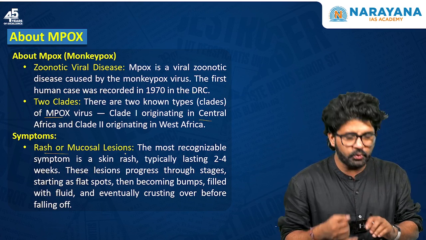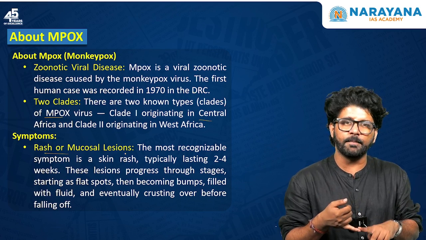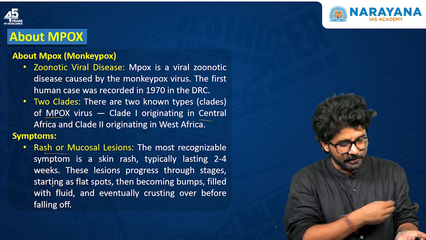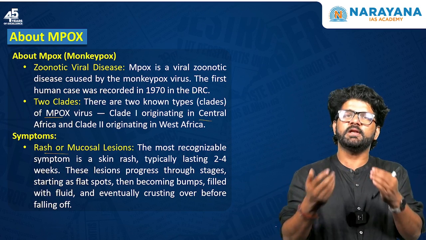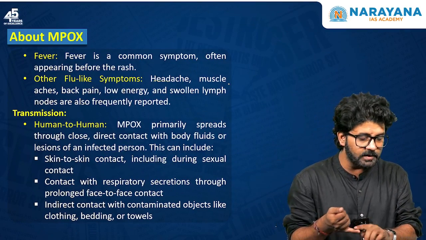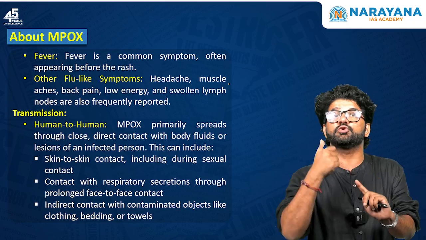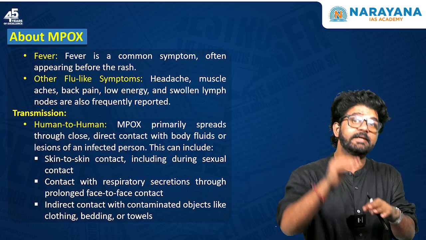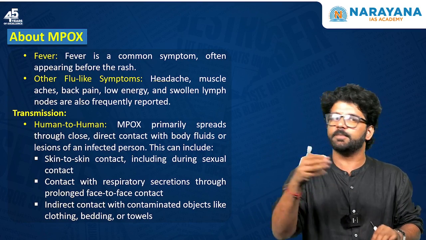Symptoms: rash or mucus. So what happens when you get monkeypox or mpox? What happens in that scenario? You will have certain rashes and they will keep on increasing. The intensity will keep on increasing. You will have fever, headache, muscle aches. All these common symptoms are associated with mpox as well, but the intensity will keep on increasing with each passing day.